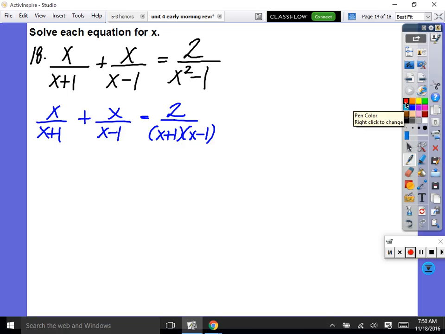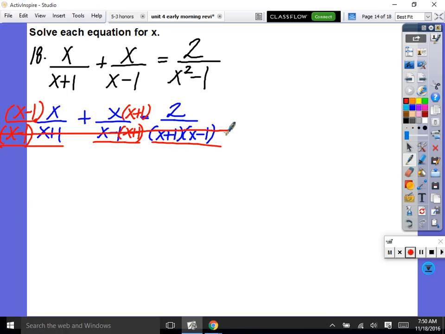Okay, so let's fix this. This one needs an x minus 1. This one needs an x plus 1 over x plus 1. I need parentheses, correct? Rewrite your problem again. Okay, so now because it's a solving and we have an equal sign, make sure the denominators are all exactly the same. Okay, so now yes, we can cross out the denominators.